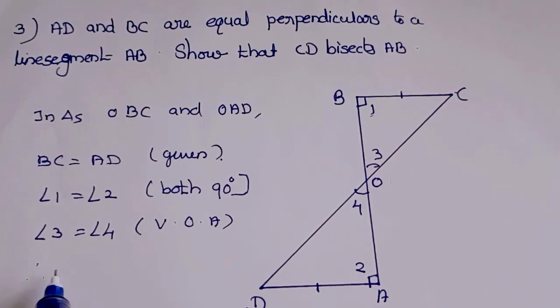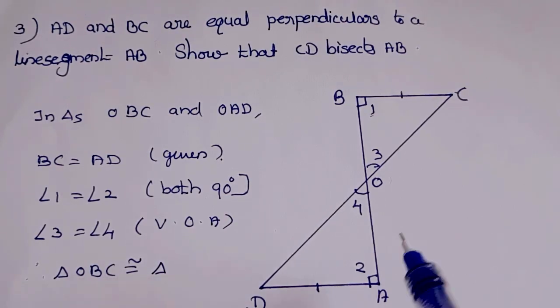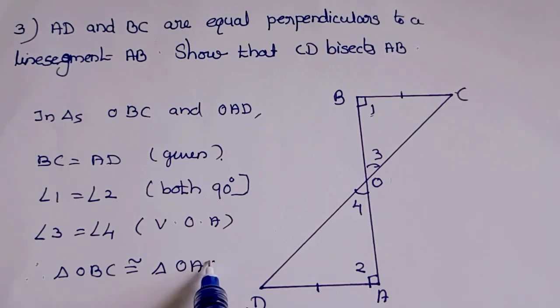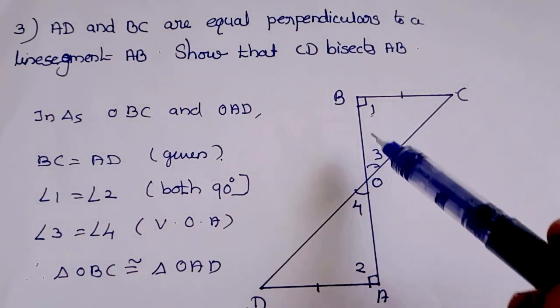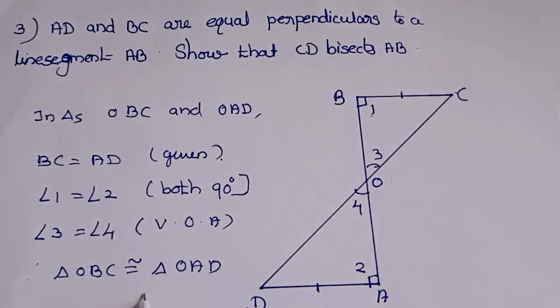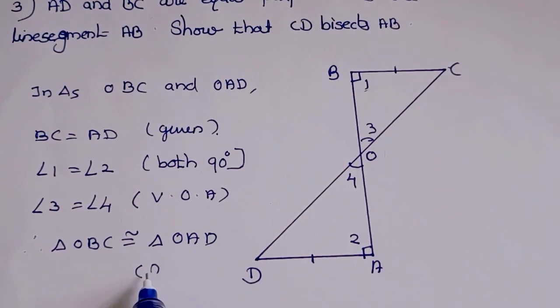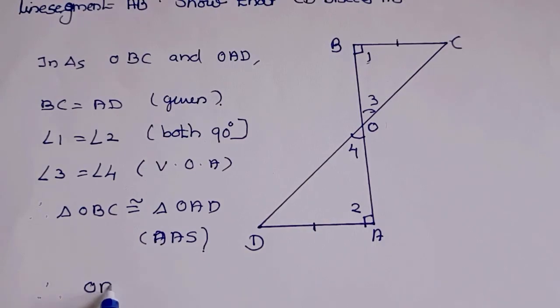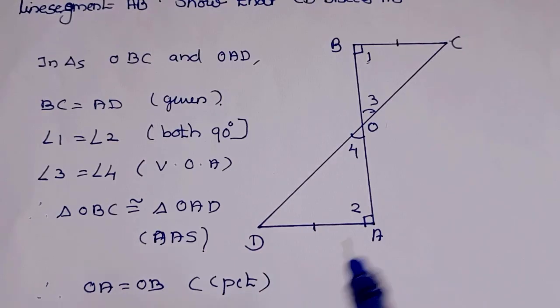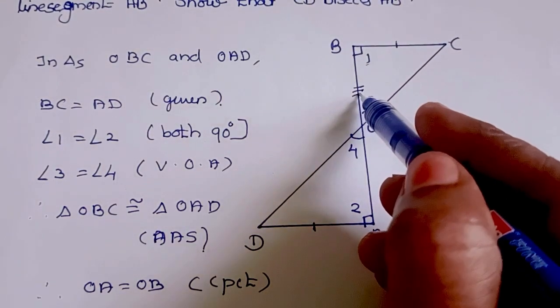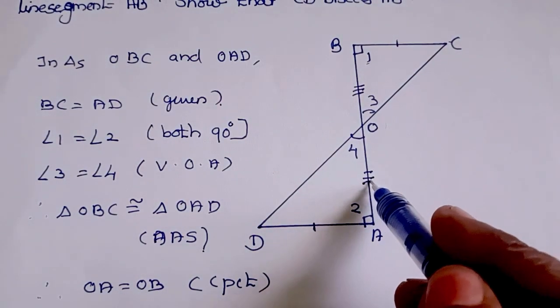Therefore, we can say that triangle OBC is congruent to triangle OAD, reason AAS, two angles and non-included side. Therefore, by AAS congruence, these two triangles are congruent. Hence, we get OA equal to OB, reason CPCT, corresponding parts of congruent triangles. By using corresponding parts of congruent triangles, these two sides are equal.